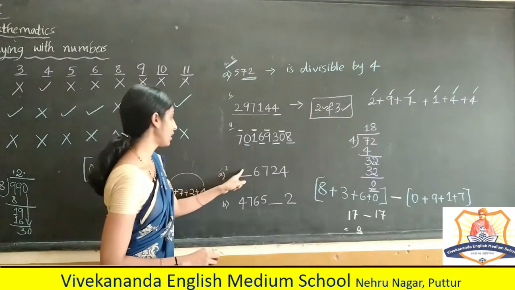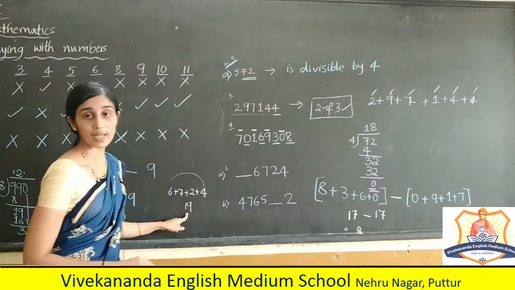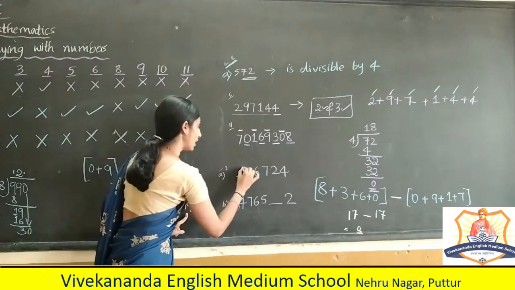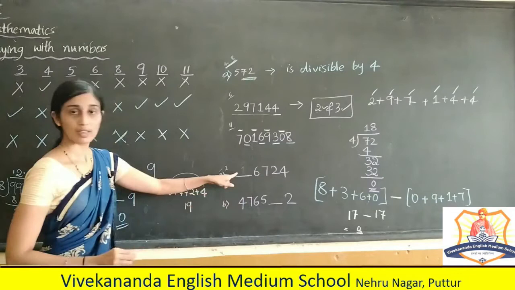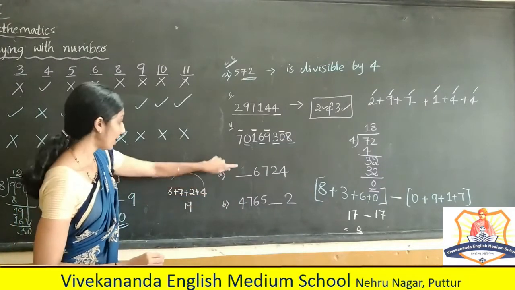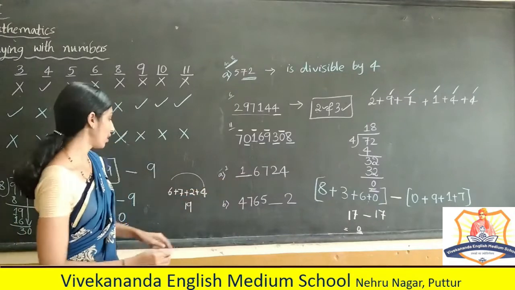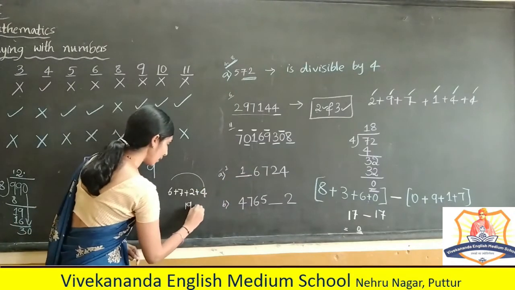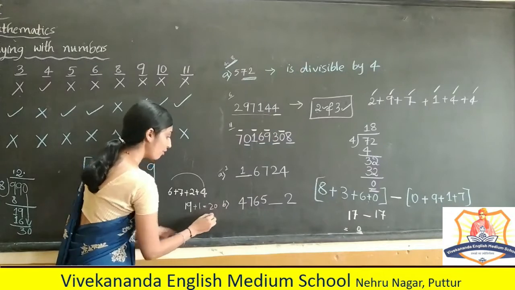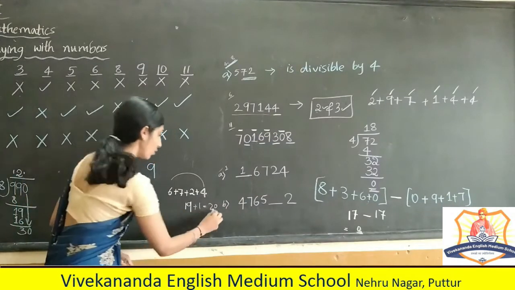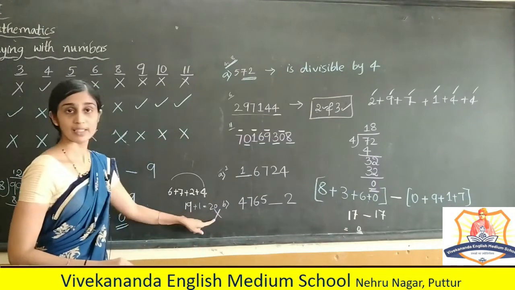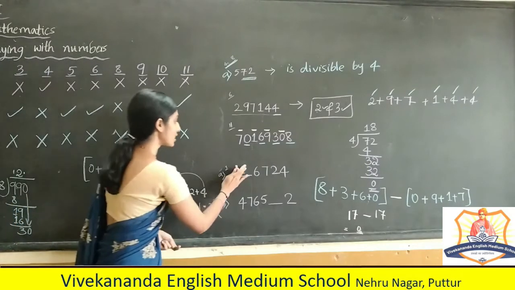2 if I write here, 1 if I write here, it will become 20. If I write here 1, I am checking here. If I fill the blank by number 1, what will be the sum then? Plus 1 is 20. Whether 20 is divisible by 3? No, 20 is not divisible by 3. So, I should go for the next number.